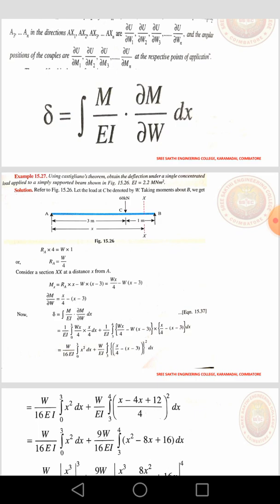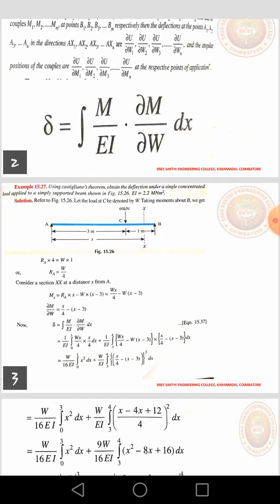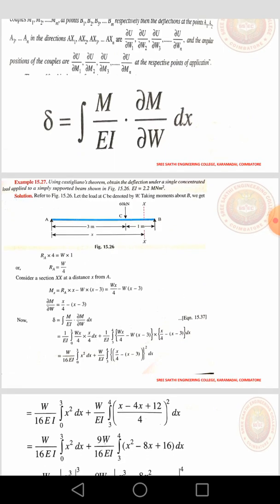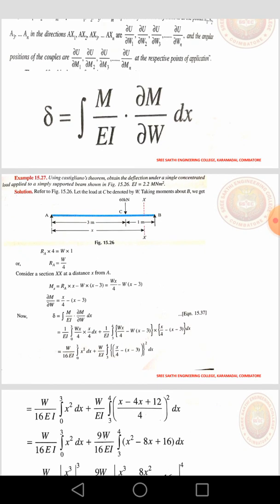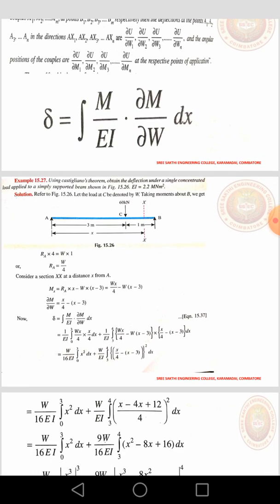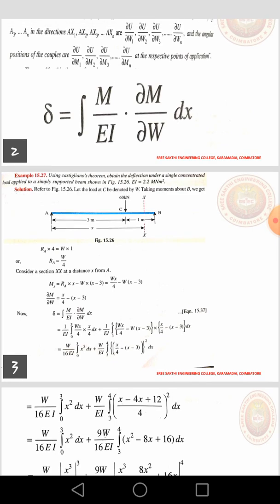Here the simply supported beam is span AB, span ACB. The distance A to C is 3 meter and C to B is 1 meter. Here the point load at C is 60 kilonewton. First we have to calculate the reaction values. First the reaction at B, so we have to consider the reaction value from the A point.